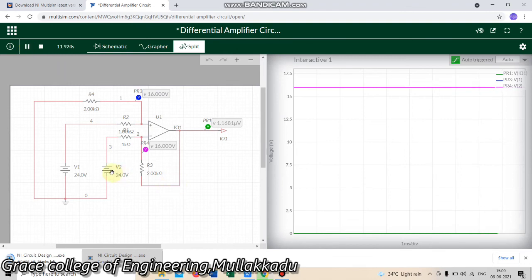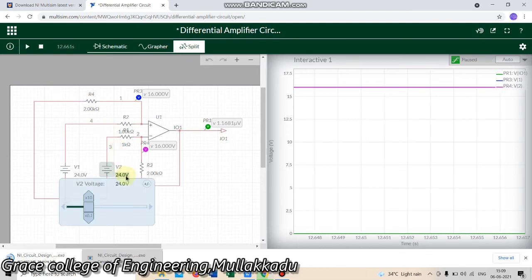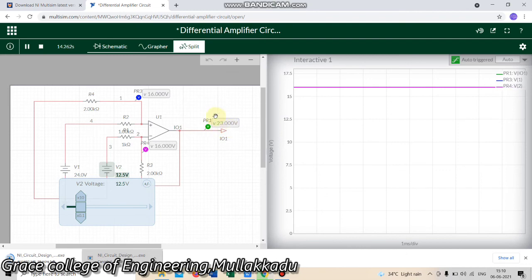See, this is the output for this V1 and V2 for the 24 volt. If I keep a different voltage, then we'll get a different output. See, now the output is nearly 23 volt. When there is a difference in voltage, the output is nearly equal to 23 volt. If there is the same voltage, then V1 minus V2 will be approximately equal to 0. Therefore, we get the minimum value as 1 microvolt.